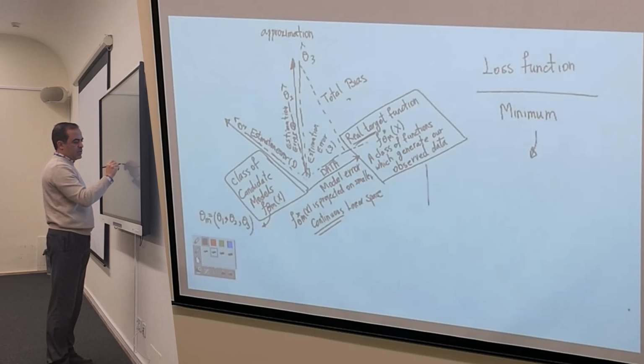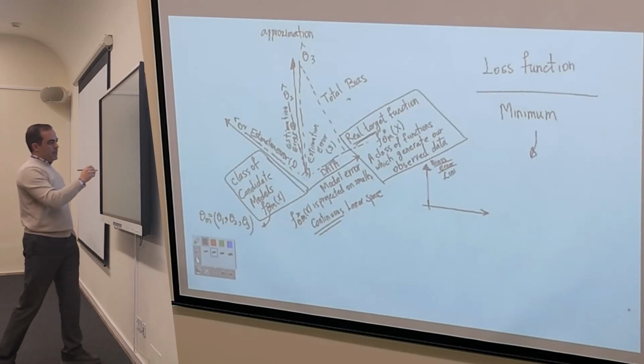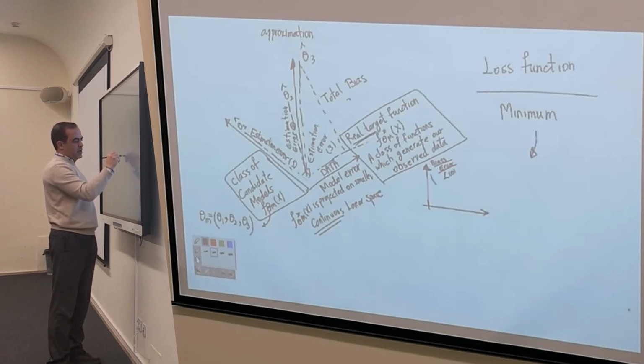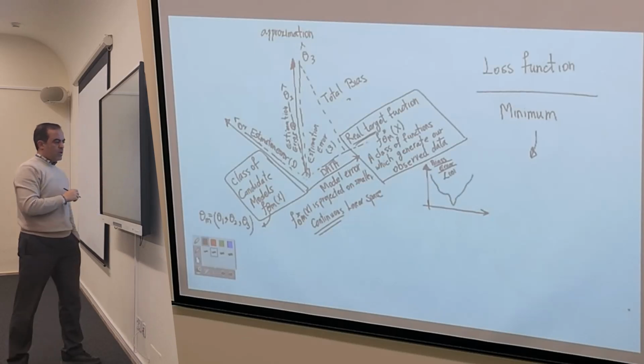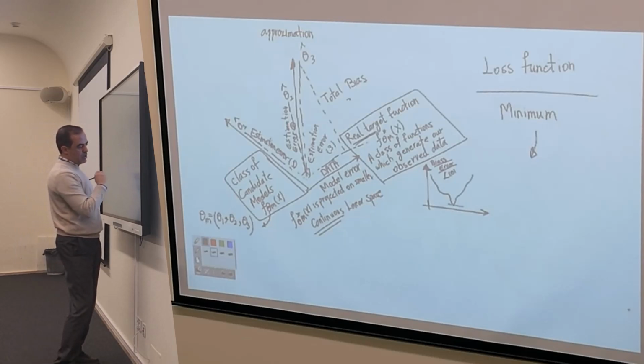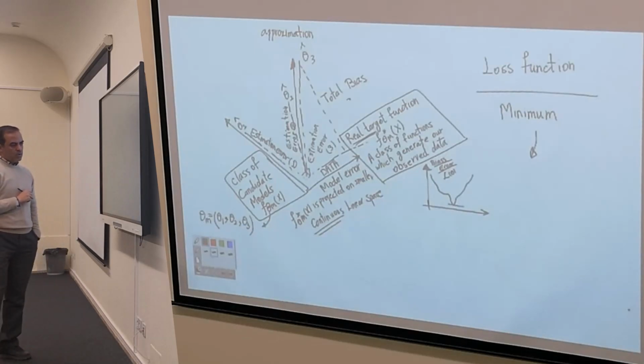So let's consider the bias, error, or the loss function, okay? As something like this, with the minimum that we are looking for, okay?